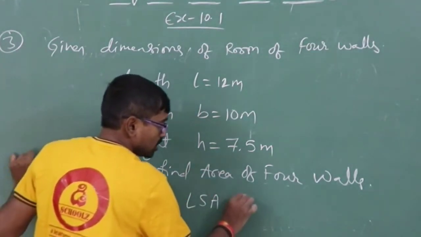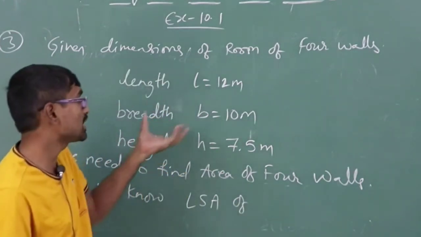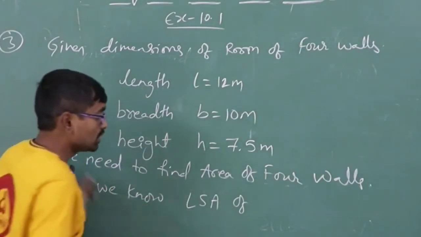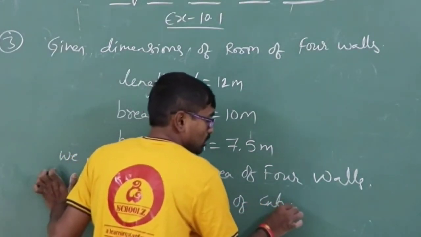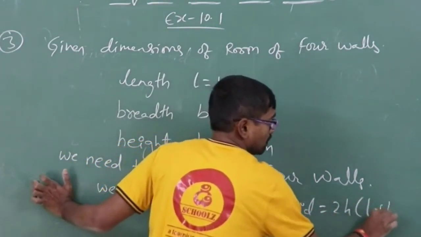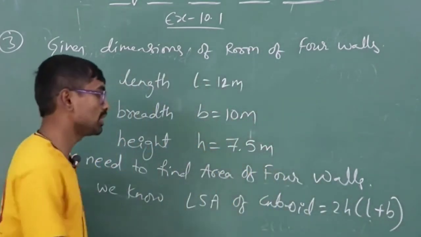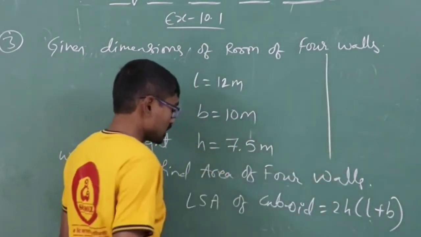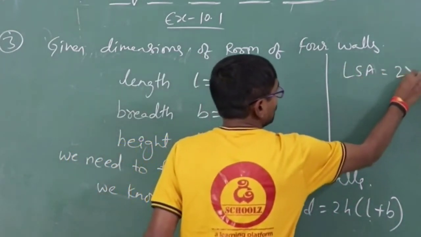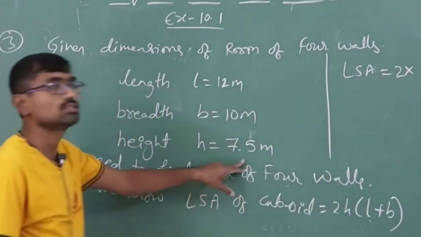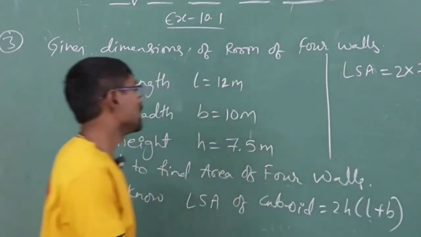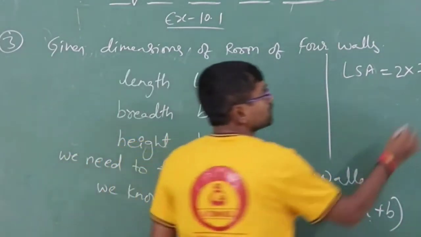So we know the lateral surface area. As he has given length, breadth, height differently, it means that the room is in cuboid shape. So the lateral surface area of a cuboid is equal to 2h into (L plus B). Now substituting the values in the formula, lateral surface area is equal to 2 into h, height 7.5, into (L plus B), 12 plus 10.